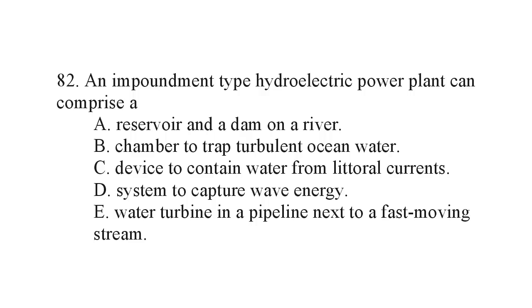We're talking here about an impoundment type hydroelectric power plant. What is that made up of? Is it a reservoir and a dam on a river? A chamber to trap turbulent ocean water? A device to contain water from littoral currents? A system to capture wave energy? Or a water turbine in a pipeline next to a fast-moving stream? Well, the correct answer is A.